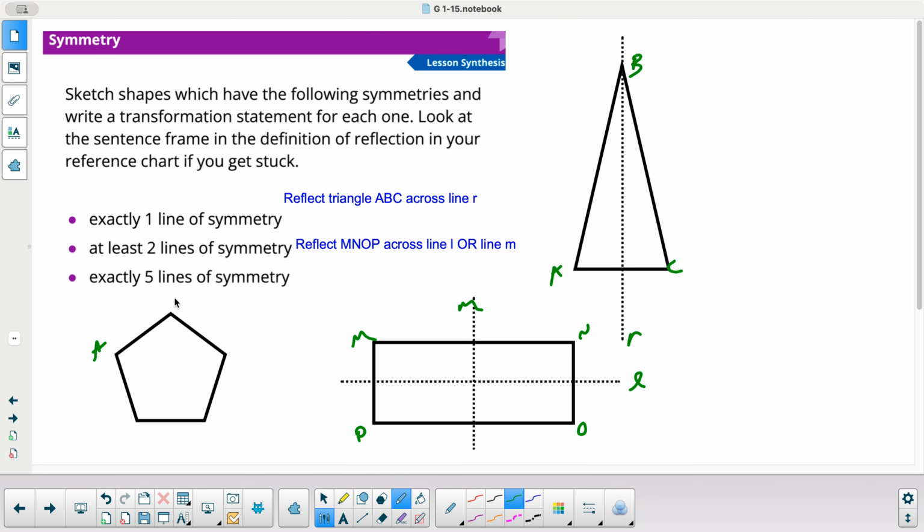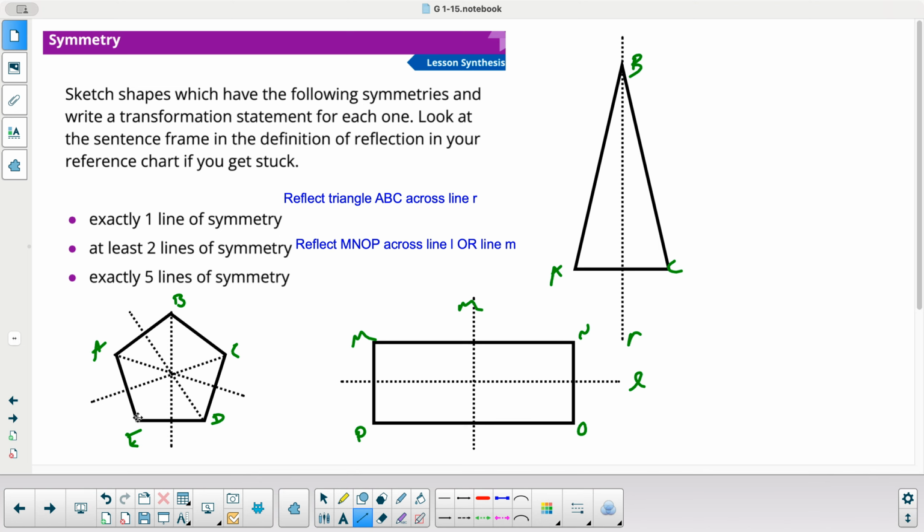So A, B, C, D, E. Draw your lines of symmetry. So you're going to go vertex down to the other side. Make sure you're perpendicular. They should all go through the same point. And there they are. So let's call these line P, line Q, line Y, line Z, line S. So there we go.